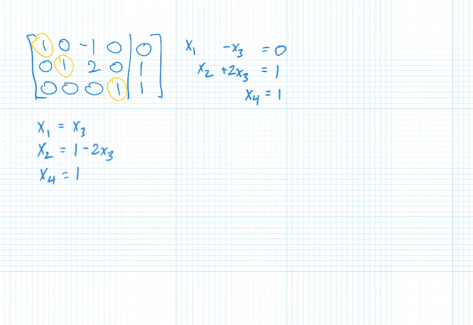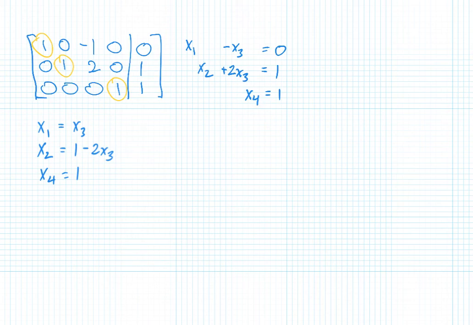So when it's written like this, you can see that x1 is equal to x3, x2 is 1 minus 2x3, x4 is equal to 1. We have an equation that tells us what x1 is, we have an equation that tells us what x2 is, and we have an equation that tells us what x4 is. X3 in this expression can be anything. And this is actually part of the solution.